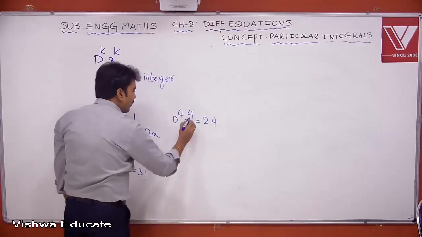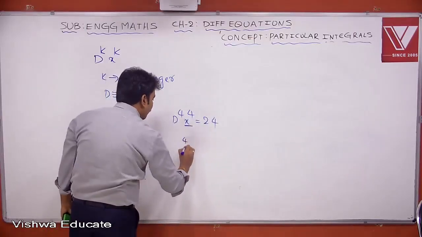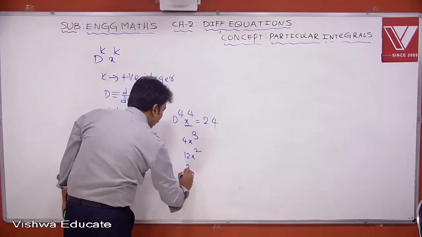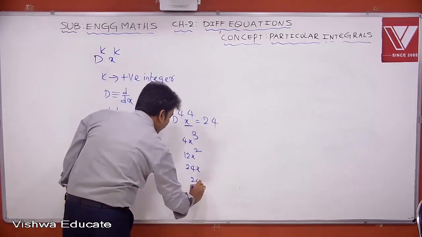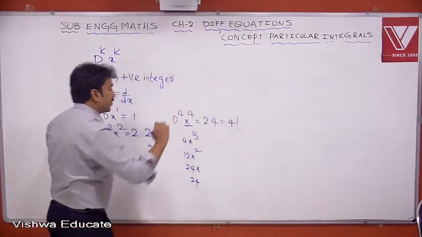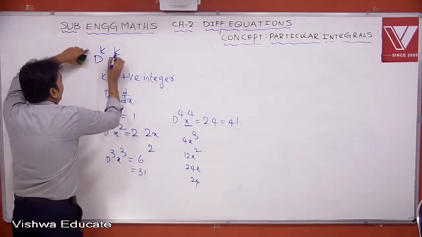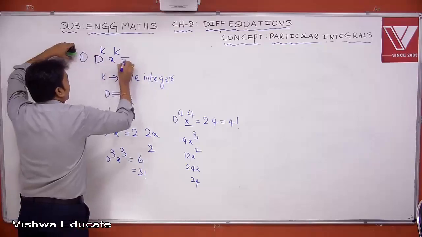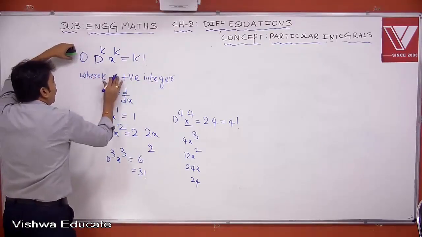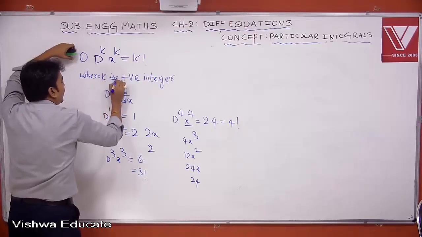You can easily verify. The first derivative of x power 4 is 4x cube, second derivative 12x square, third derivative 24x, fourth derivative is 24. Basically this 24 is nothing but 4 factorial. Therefore D power k of x power k is k factorial, where k is a positive integer.